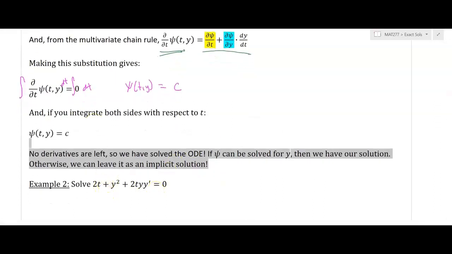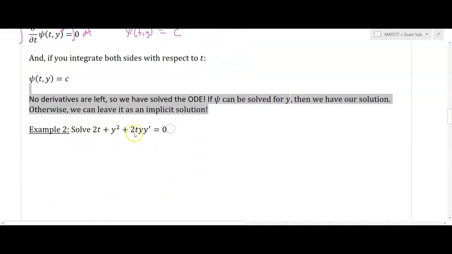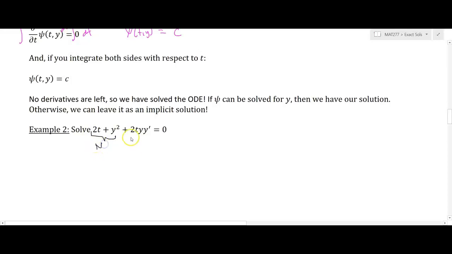Okay, so now that we have that under our belts, we're going to go ahead and solve this differential equation. We've already established that this right here is our n, and that this right here is our m. What we need to do now is find psi, because if we find psi, then we're done. We're almost done. We just have to substitute it into the left-hand side, equate it to an arbitrary constant, and solve for y.